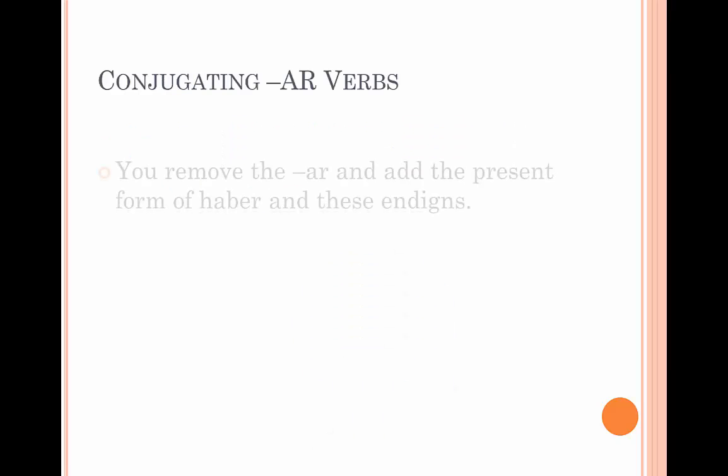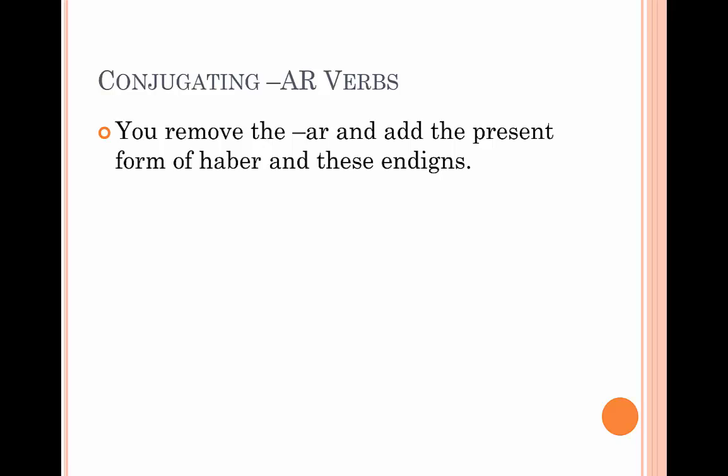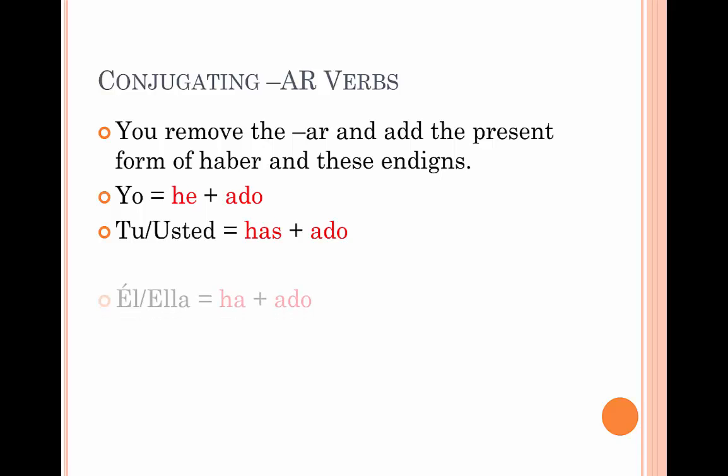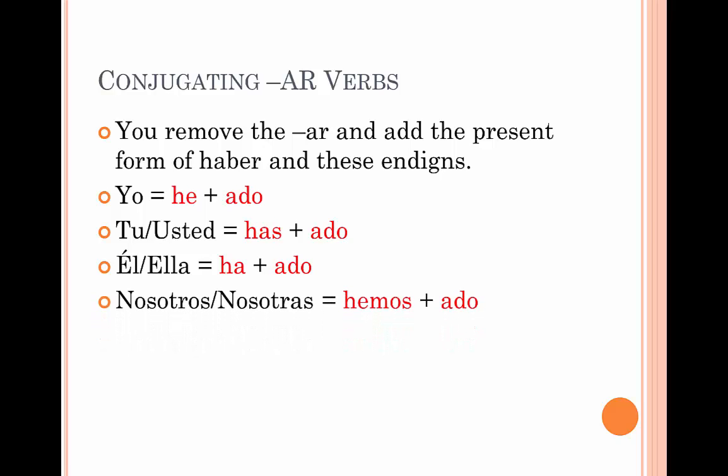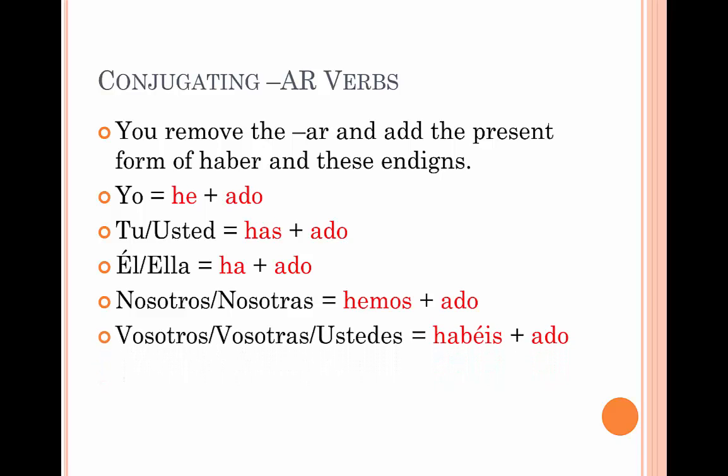Conjugating AR verbs. Now, all you have to do is simply remove the AR ending and then add the present tense of haber to these endings. For yo, we first add he and ado, being the present tense of haber, and ado as a past participle. For tú or usted, we add has and ado. For él and ella, we add ha and ado. For nosotros and nosotras, we add hemos and ado. For vosotros, vosotras and ustedes, habéis and ado. And for ellos and ellas, we add han and ado.